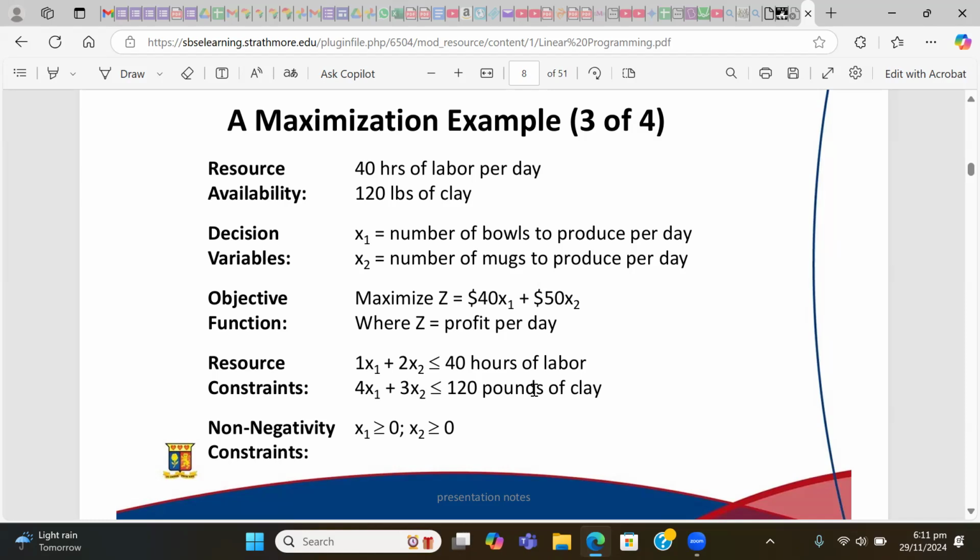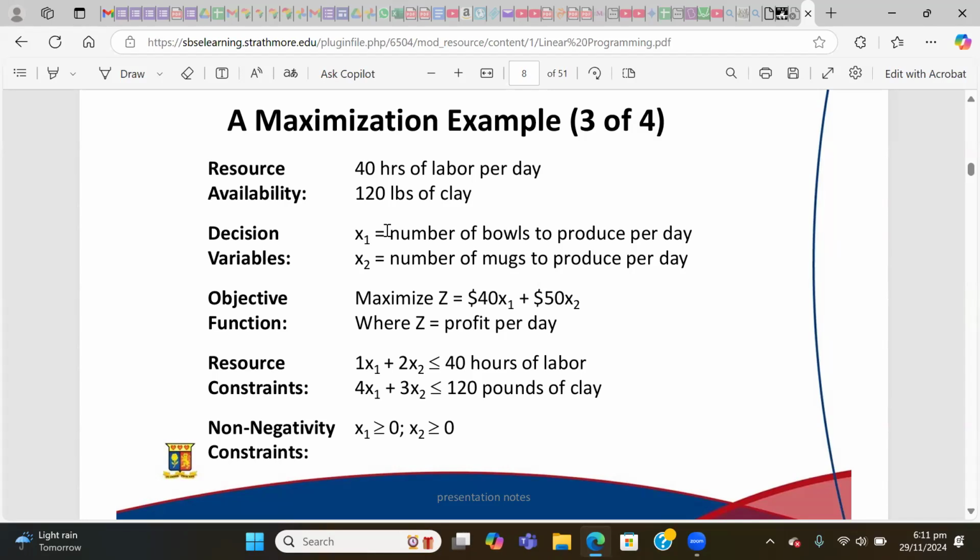And then there are those basic constraints. X1 must be greater than or equal to 0. X2 must also be greater than or equal to 0. It's the usual thing. Because you can't run the factory and just make one product. You make both because of demand and all kinds of things. Sometimes you might say, I'm going to only make bowls. Well, there are people who are there to make mugs. What are they going to do, sit down all day? So you'll make both of them, even though the bigger profit lies with mugs.